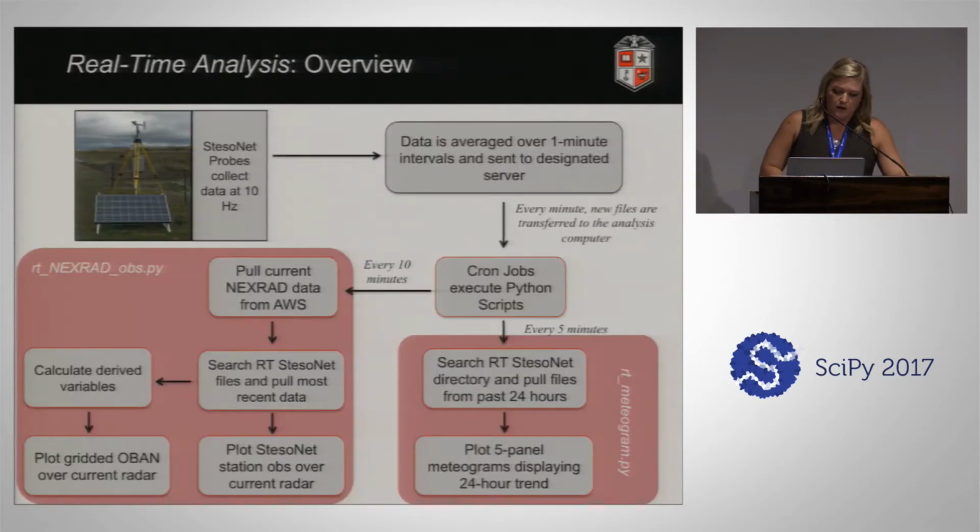So moving on, on our analysis computer, we used cron jobs to execute our Python scripts. We set a time every 10 minutes: the radar observation one was run, and every 5 minutes, our Meteogram plot was run. First, I'm going to talk about the NEXRAD and the observations. When that script was started, the first thing we did was pull radar data from the NEXRAD stations, your Doppler weather radars that are all over the nation, supported by NWS.